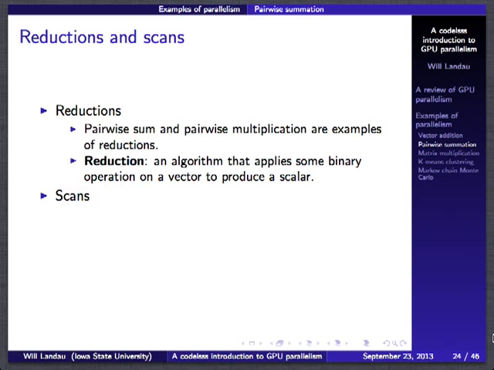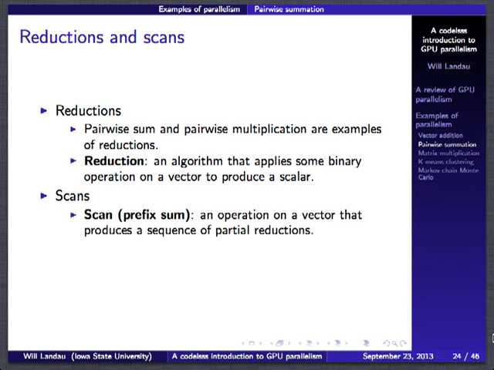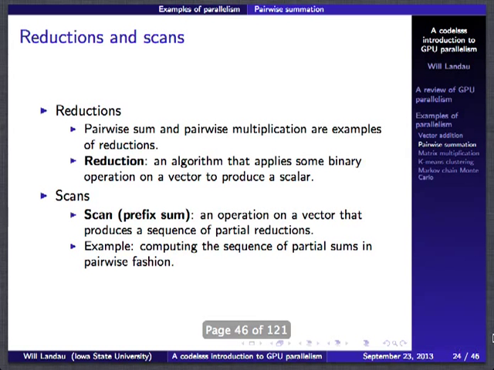Scans are another class of algorithms that are similar to reductions. Scans are just partial reductions. For example, a scan, formally also called a prefix sum, applies an operation on a vector that produces a sequence of partial reductions. So an example is the sequence of partial sums.